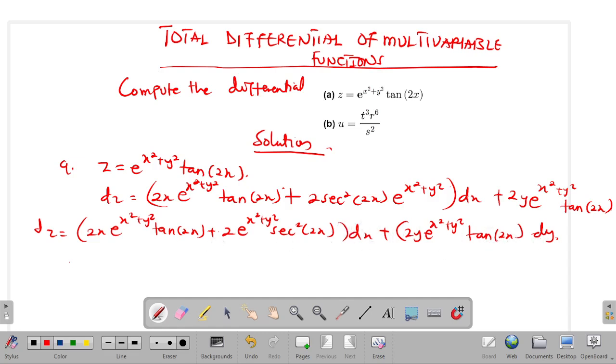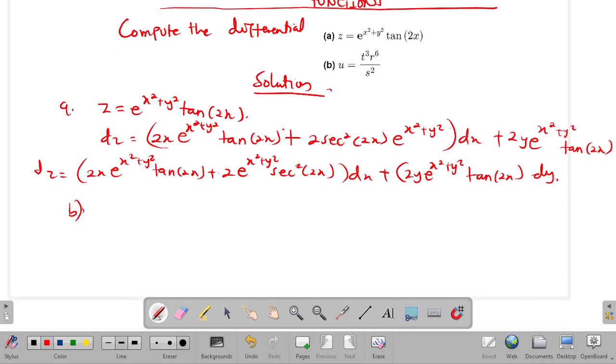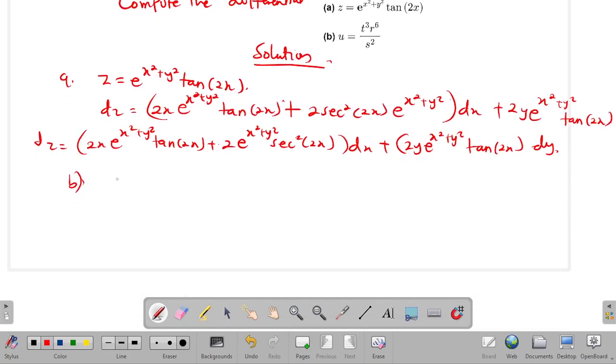Let's check the second one. For the b part, I have u is equal to t cubed r to the power 6 over s squared. How do we solve this? So you have du equal to the partial with respect to t dt plus the partial with respect to r dr plus the partial with respect to s ds. As simple as that.